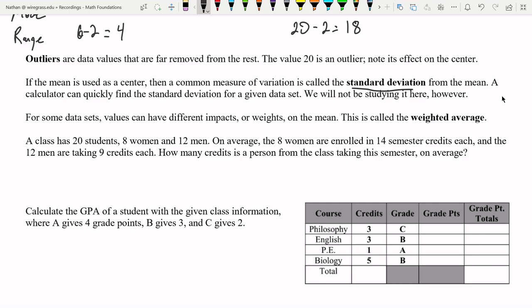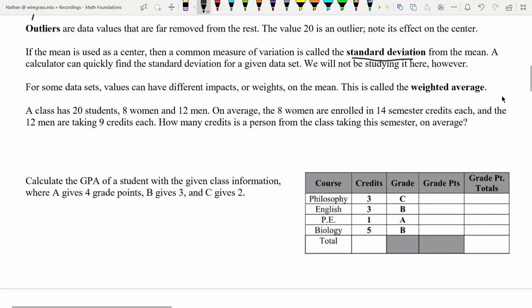Now, in addition to the mean, median, mode, and range, there's also what's called the weighted mean. And that happens when some of the data values have different impacts. They affect the data set more than other ones. So for instance, if a class has 20 students, there's 8 women, 12 men. And on average, the 8 women are enrolled in 14 semester credits, and the 12 men are taking 9 credits each. How many credits is a person from the class taking this semester on average?